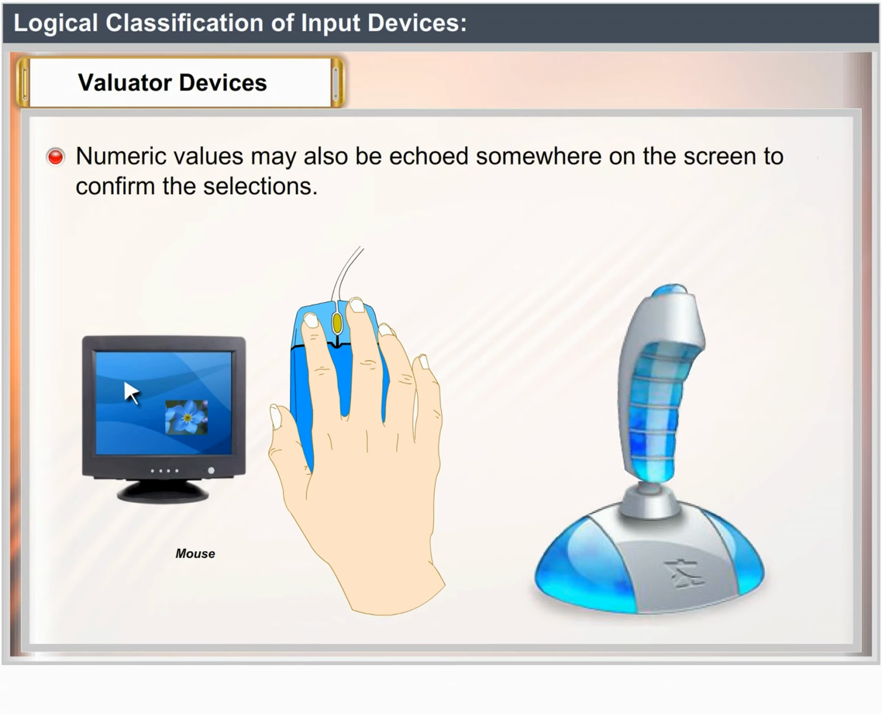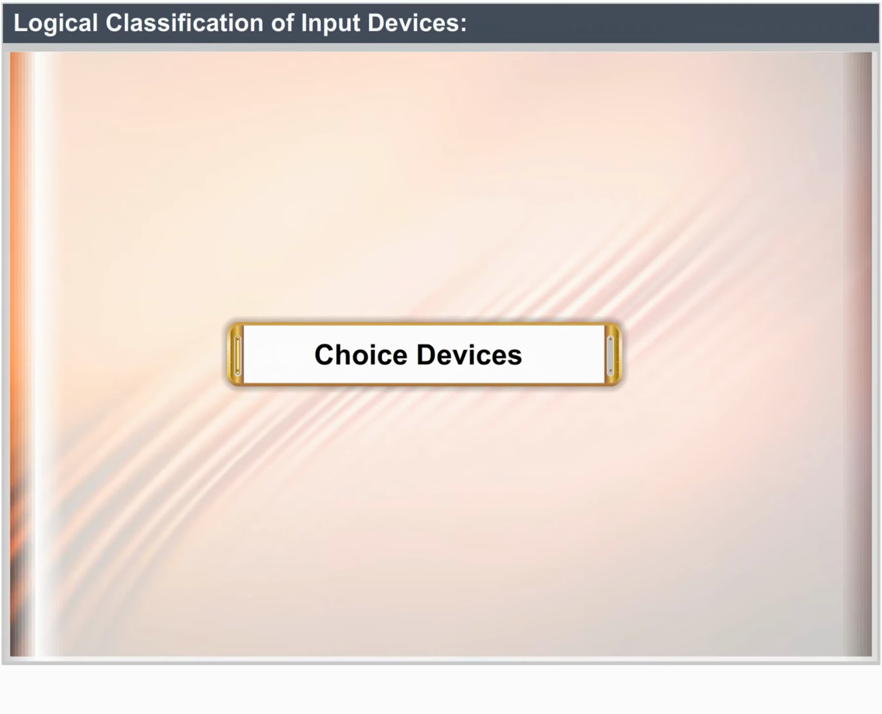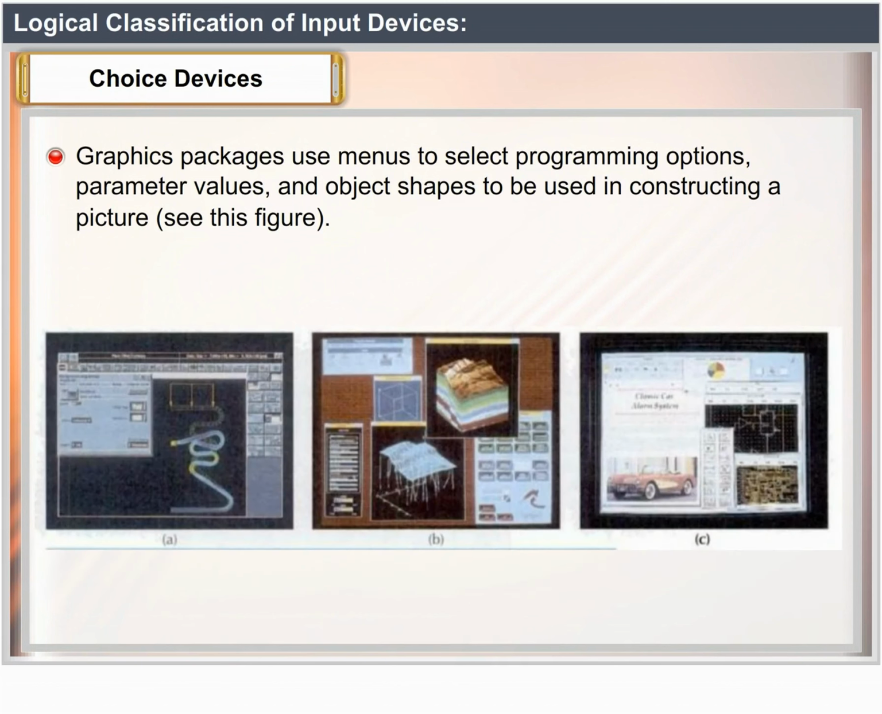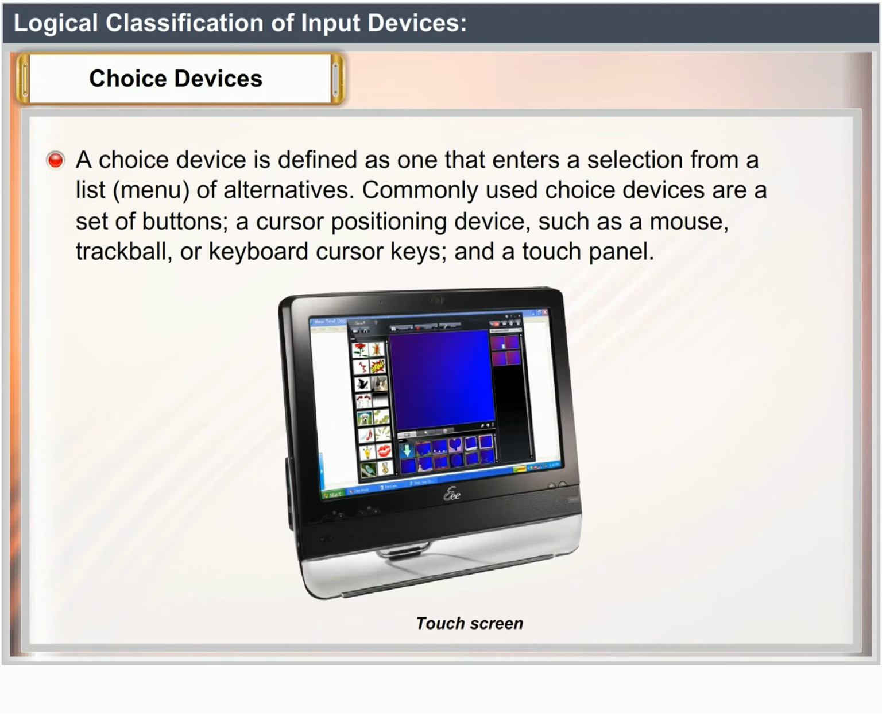Choice devices. Graphics packages use menus to select programming options, parameter values, and object shapes to be used in constructing a picture. See figure. A choice device is defined as one that enters a selection from a list menu of alternatives. Commonly used choice devices are a set of buttons, a cursor positioning device such as a mouse, trackball, or keyboard cursor keys, and a touch panel.